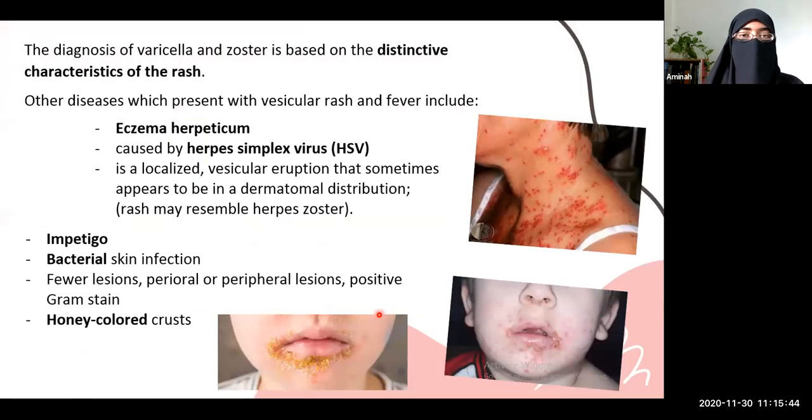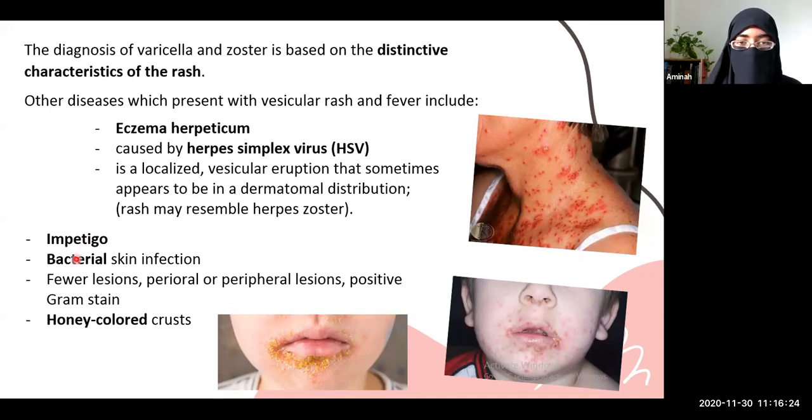Remember how I said that the rash is the most important part, because the diagnosis for both varicella and zoster is a clinical diagnosis based on the distinctive characteristics of the rash. However, there are other diseases which you can consider when a patient presents with vesicular rash and fever. For example, eczema herpeticum, which is caused by the herpes simplex virus, herpes virus type 1 and type 2. This also causes a localized vesicular eruption that sometimes appears to be in a dermatomal pattern, so it might get confused with herpes zoster.